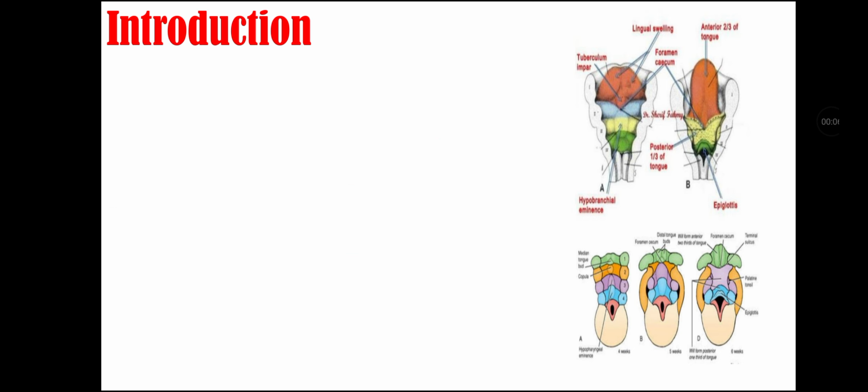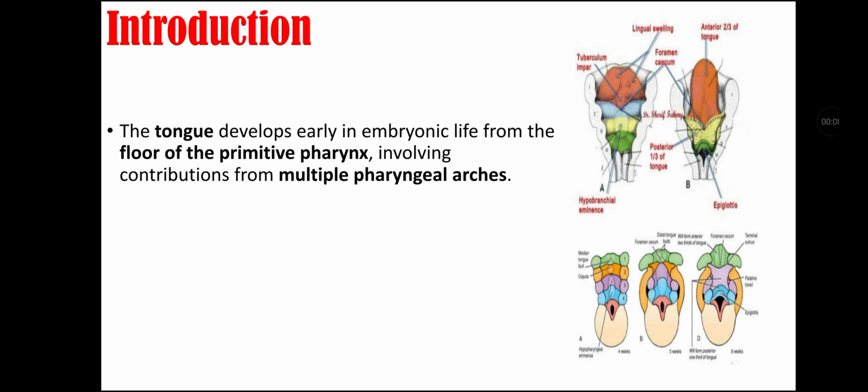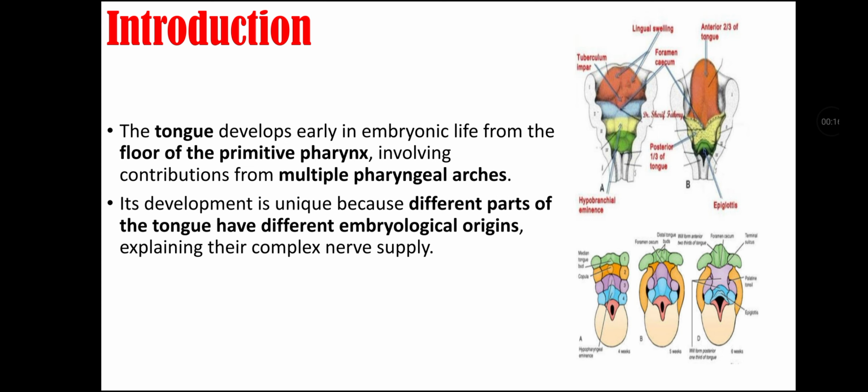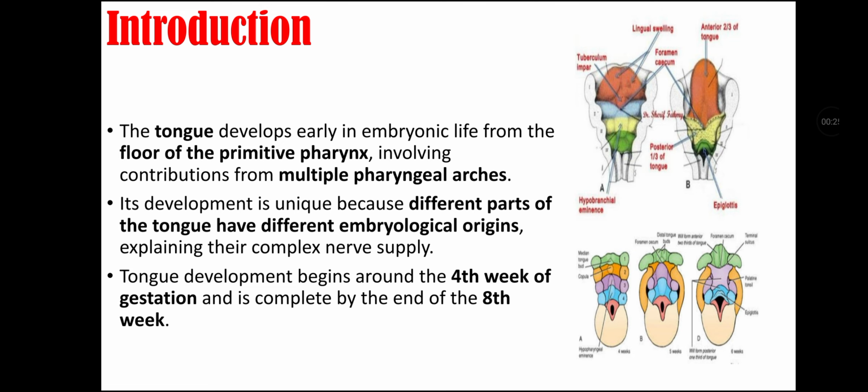So let's start our topic with introduction. Tongue develops early in embryonic life from the floor of primitive pharynx, involving the contribution from multiple pharyngeal arches. Its development is unique because different parts of tongue have different embryological origins, explaining their complex nerve supply. Tongue development begins around the fourth week of gestation and is completed by the end of eighth week.